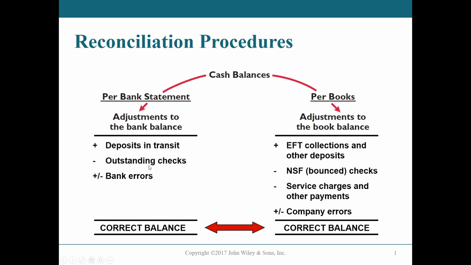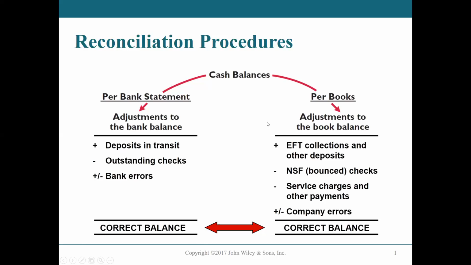And then we would subtract any outstanding checks. Those would be checks that we've written. So we recorded them in our book when we wrote them, but they've not yet cleared the bank, so they're not on the bank statement. And then adjust for any bank errors. Occasionally you'll find an error on your statement, and your book says one thing and the bank says the other, and you call the bank and find out the bank made a mistake, and they'll correct it. So those would be the adjustments we would make to the bank balance to get what's called the adjusted bank balance.